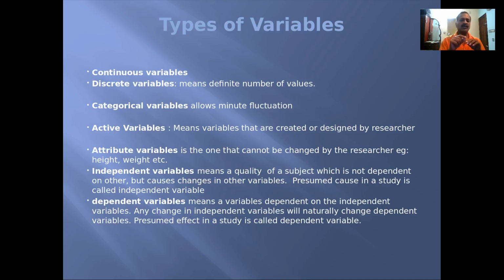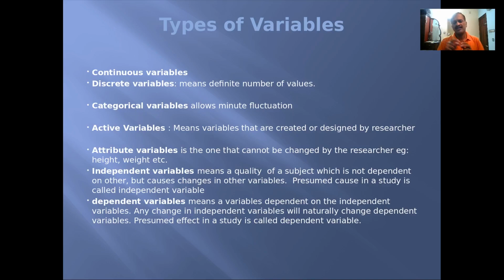Now, smoking causes lung cancer. Here smoking is the cause, so that is the independent variable. Lung cancer is the effect, so that is the dependent variable. If a person smokes for 5 years, 10 years, 15 years, according to that change, the effect will vary. So this is why we call them independent and dependent variables.